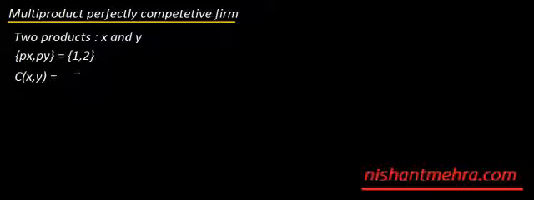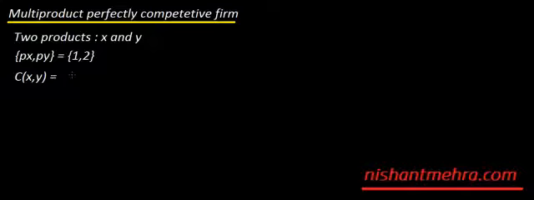Let's talk about one of the economic applications of unconstrained optimization. How do we go about it? Suppose there is a multi-product perfectly competitive firm. There are two products which this firm is trying to sell. One is X, another is Y, and the price of X and price of Y are 1 and 2 respectively.